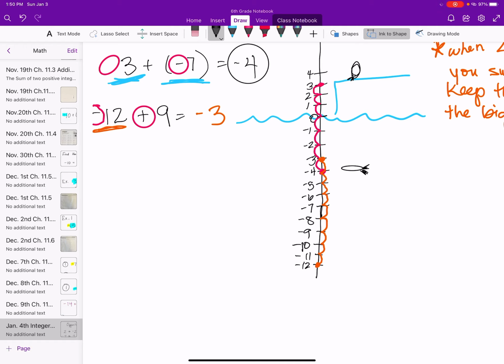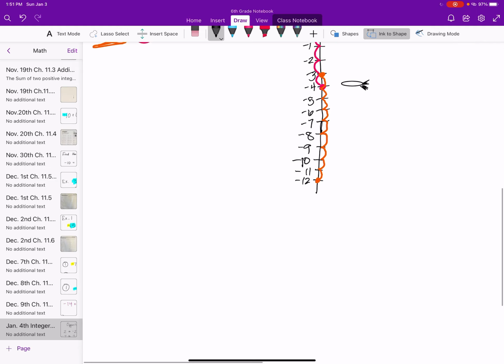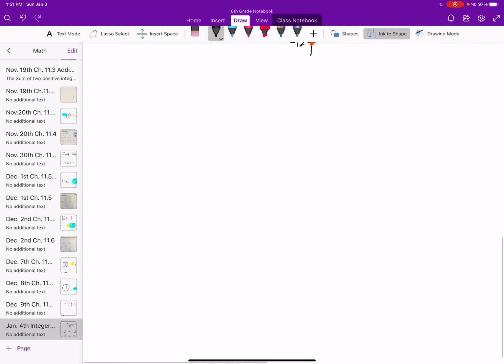Okay, let's do a little bit of subtraction. This is where both of our numbers might be negative, or we're going to have those double negatives in there, two negatives right next to each other. Let's do negative 4 minus 16.